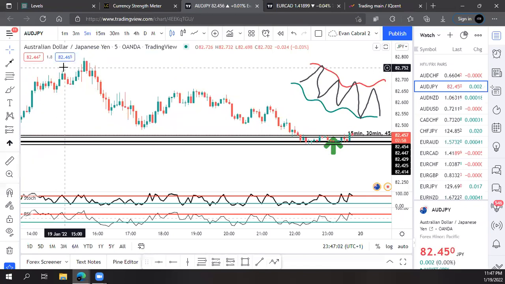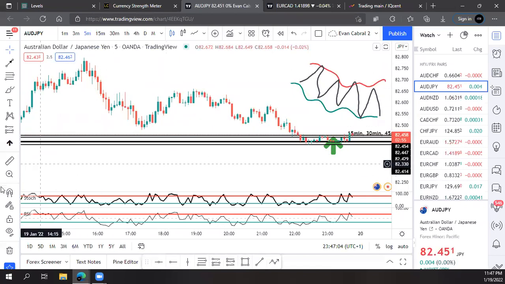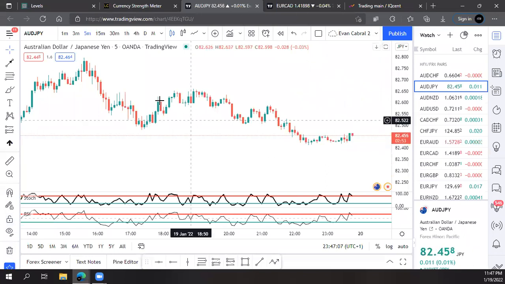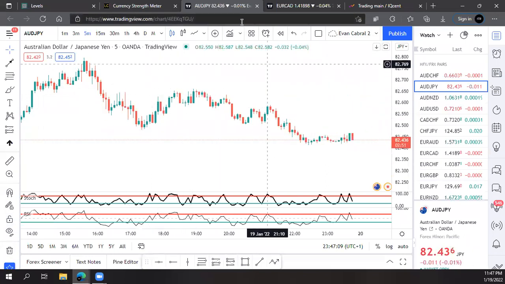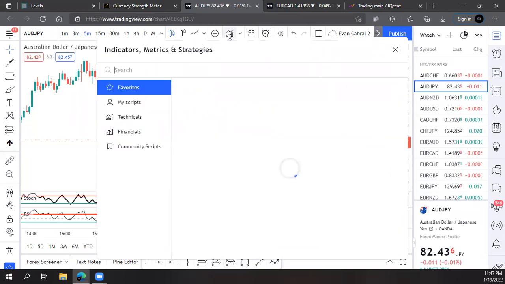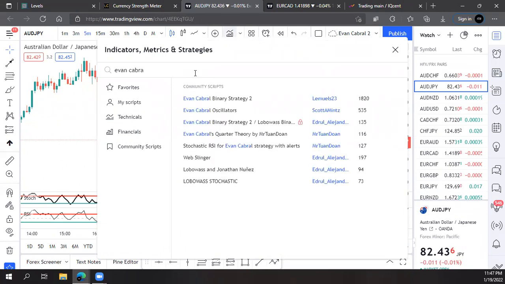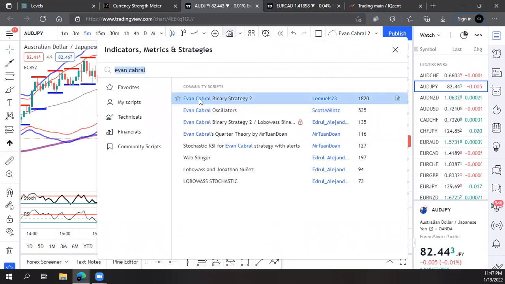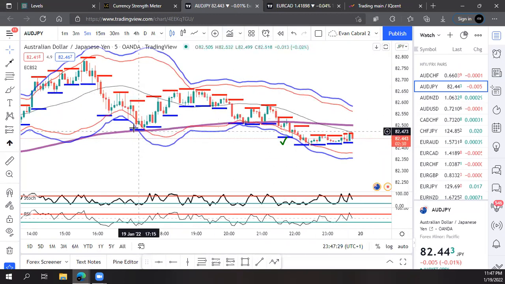Okay, so if I cancel this, let me delete it and let me actually delete all the drawings. So if I wanted to add CABRAL strategy, what I'm doing is I come up to the top where it says indicators. I click that and I just search CABRAL. This is what I'm searching. CABRAL strategy, binary 2. This is it. Once I click that, it gives me this. It already has the EMAs. That's all you're doing. So that's everything you're doing.